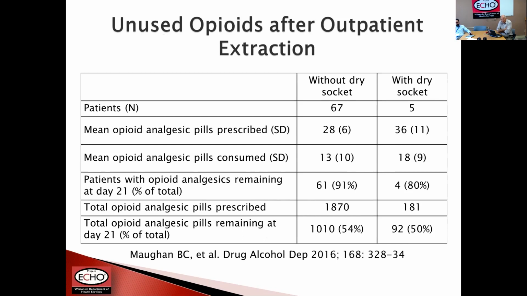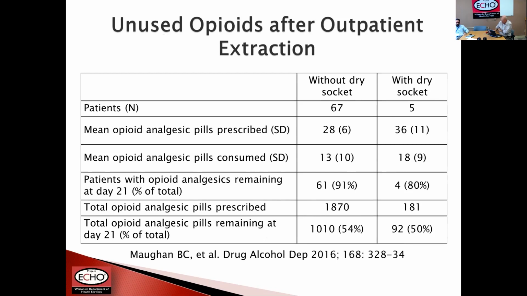Now, one of the things that is also interesting to take a look at is if we just focus on the without dry socket column, an average of 13 tablets were consumed per individual. And the standard deviation was huge here, a standard deviation of 10. So some of these patients took virtually all their medication, and some of them just took 1 or 2 tablets.